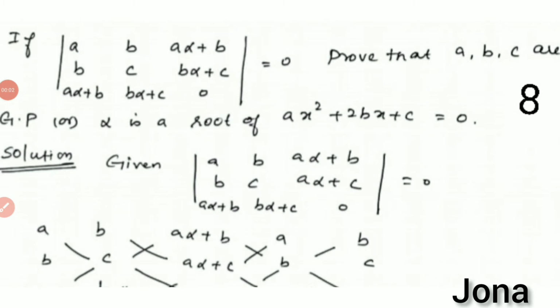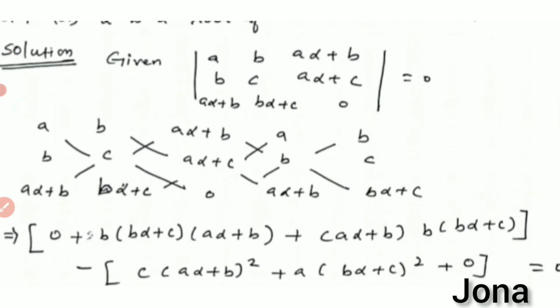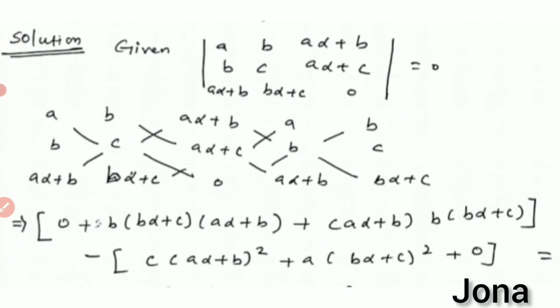Eighth problem. If the determinant with rows A, B, A alpha plus B; B, C, B alpha plus C; A alpha plus B, B alpha plus C, 0 equals 0, prove that A, B, C are in GP or alpha is a root of ax square plus 2bx plus c equal to 0. Here clearly it's given this determinant value is equal to 0. From this we want to conclude this.